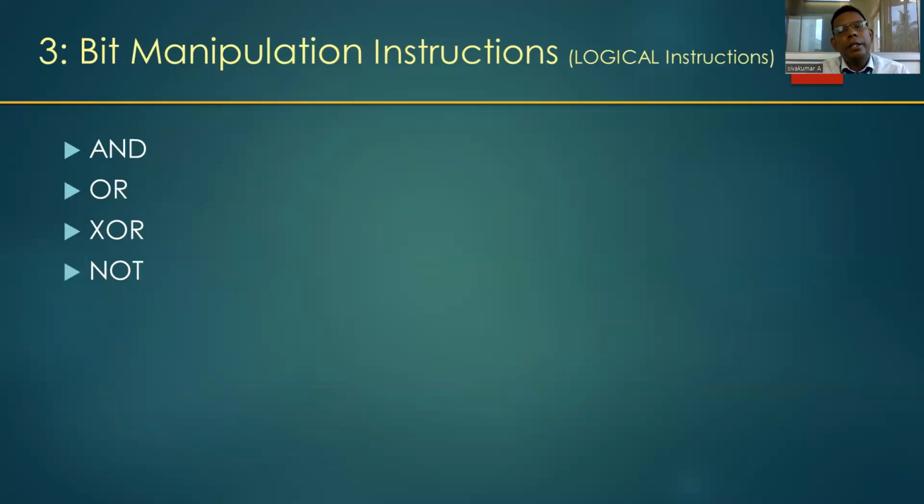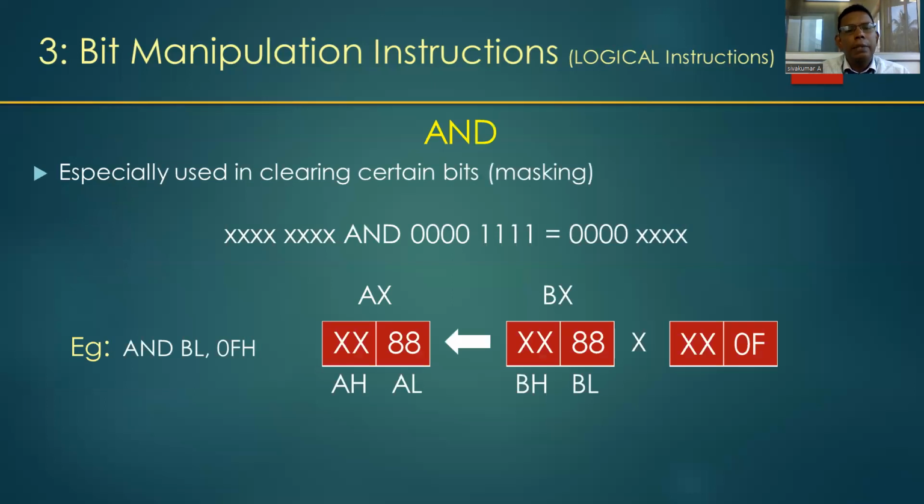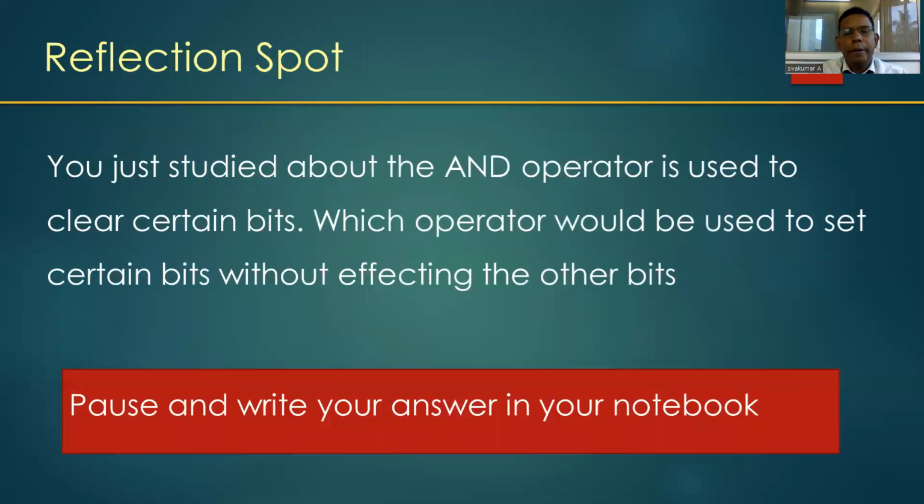Then bit manipulation instructions, or logical instructions. These instructions also affect some of the status flags. We'll discuss the AND instruction, OR instruction, XOR and NOT. The AND instruction is especially used for clearing certain bits. This is used for masking. AND source and destination. The destination is the BL register. The source will be immediate data 0F. So after executing that instruction, we can get 08.